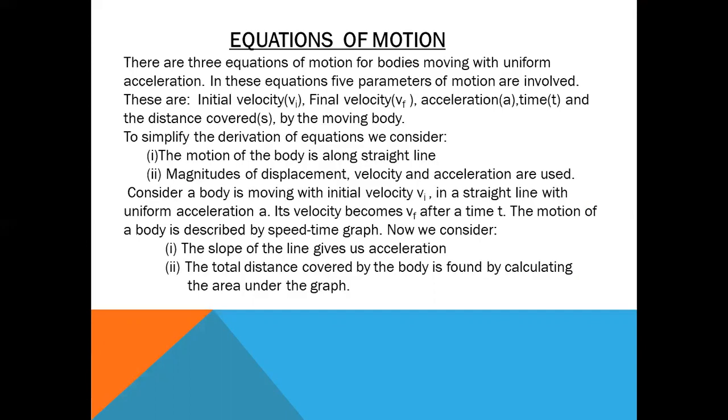The motion of a body is described by the speed time graph. Now we consider that the slope of the line gives us acceleration. That is, whenever we draw the slope, we are going to calculate its acceleration from the graph. Number two, the total distance covered by the body is found by calculating the area under the graph.